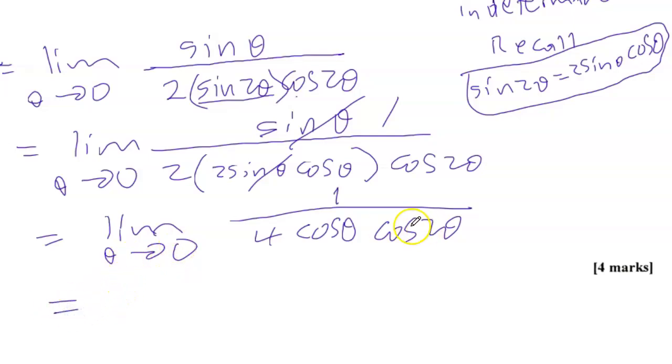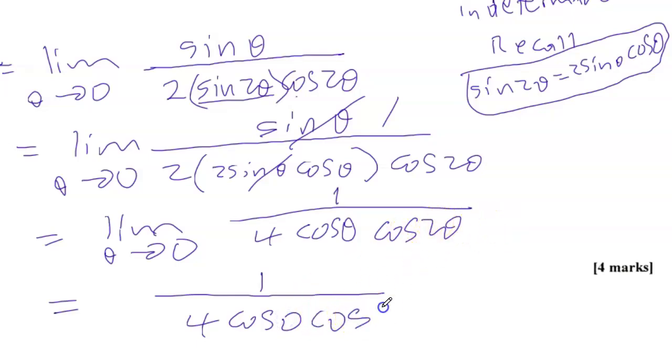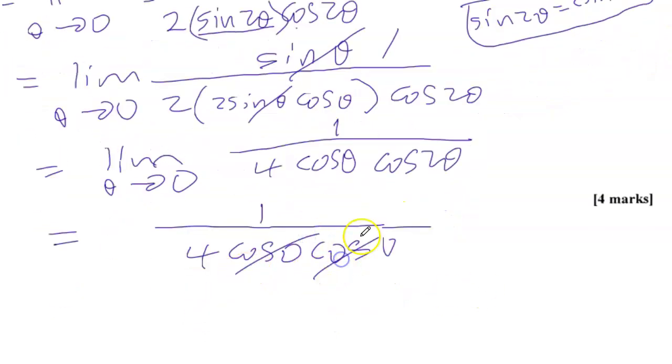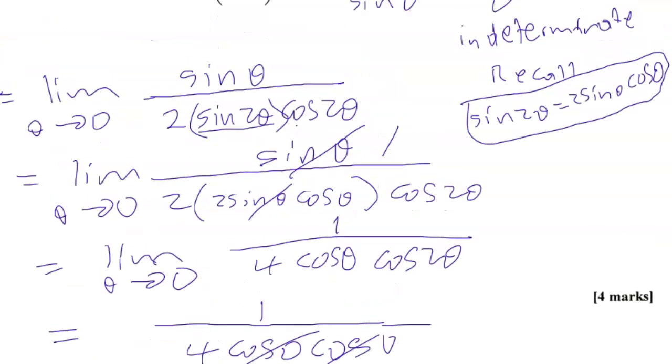So now we can substitute theta is 0. So we have 1 over 4 cos 0 times cos 2 times 0, which is 0. The value of cos 0 is 1. So that's 1 over 4. So our solution is a quarter or 0.25.